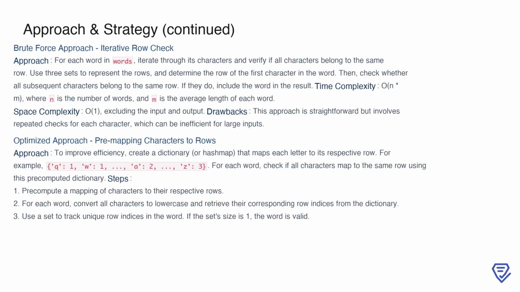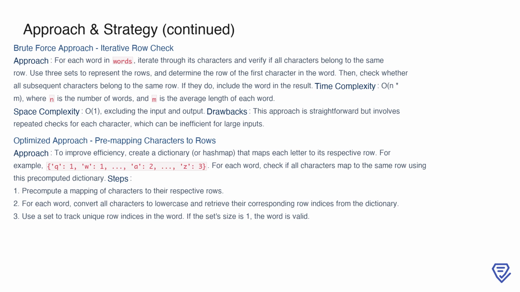One approach to solving this problem is a brute force method where we iteratively check each word against the rows. For this, we represent the 3 rows as sets of characters. Then, for each word, we determine which row the first letter belongs to and check if all other letters in the word are from the same row. If they are, we include that word in the result. While this approach is simple to implement, it can be inefficient when working with large inputs since it involves repeatedly checking each character against the rows.